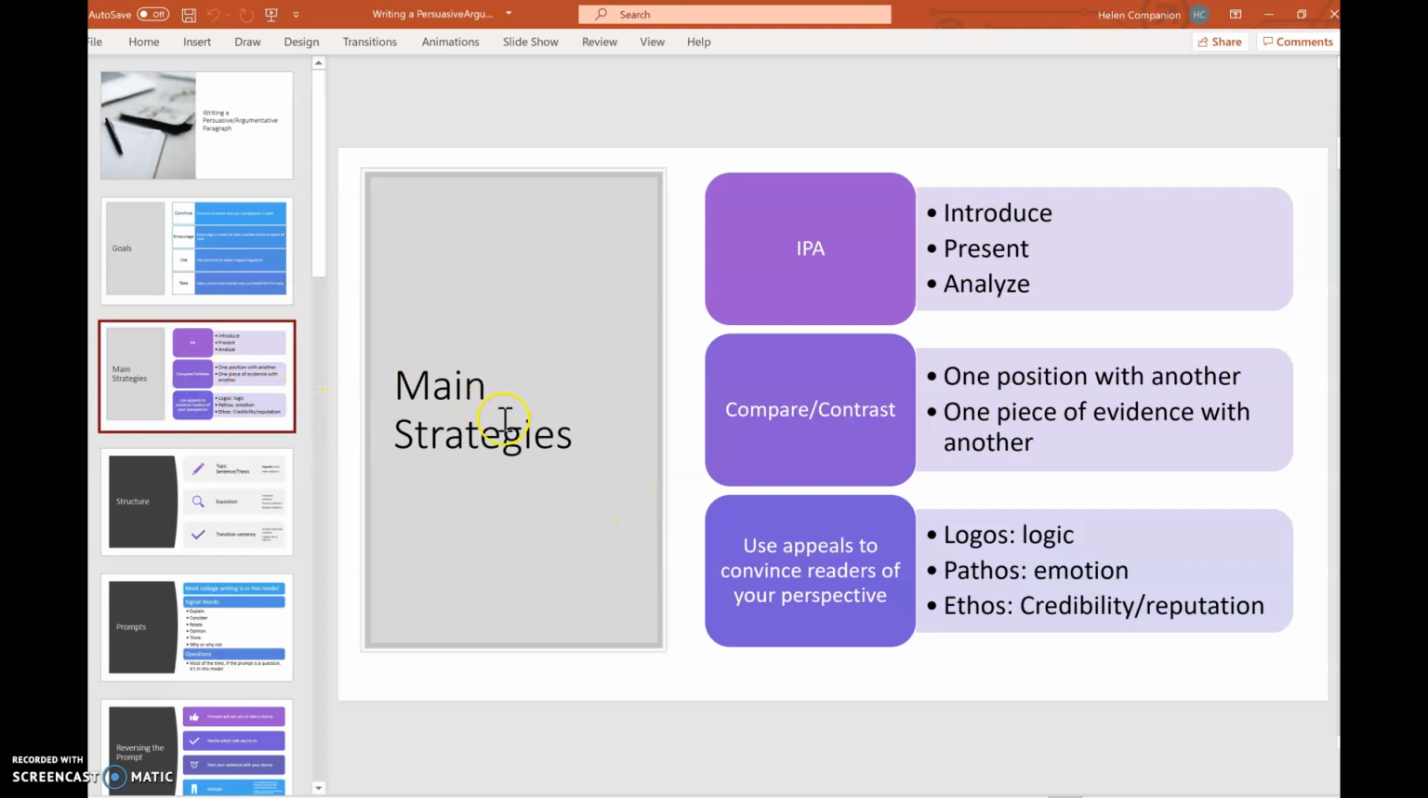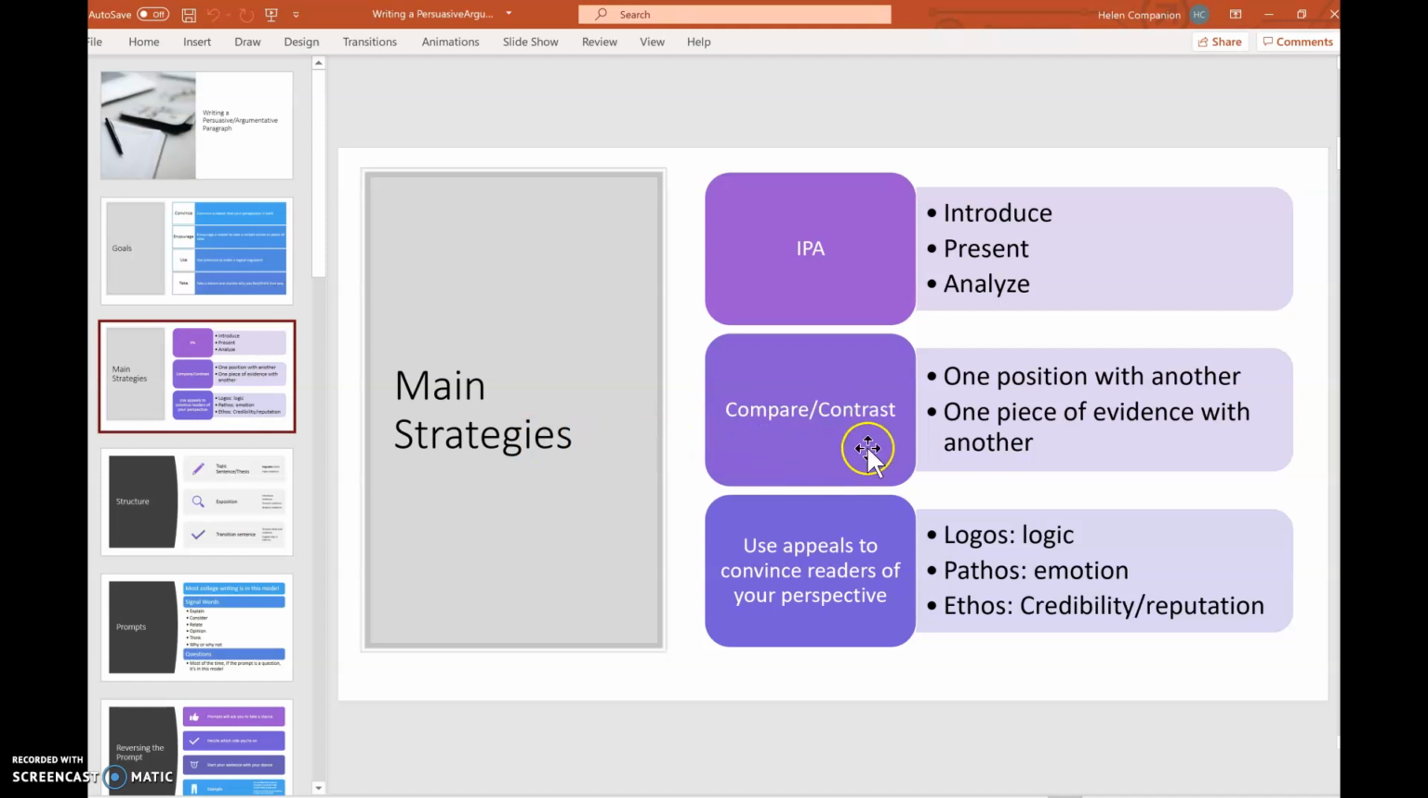Some of the main strategies: IPA is actually more geared toward persuasive analysis or persuasive argumentative than any of the other modes. And so it's going to be especially important for you to use these steps. So make sure you introduce any evidence, present it, and then analyze, or in other words, explain why you included that or why it's important. I'm not seeing this step as much as I would like in a lot of your paragraphs. So definitely make sure that you go in and do that.